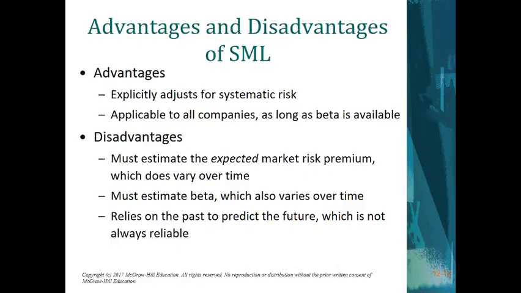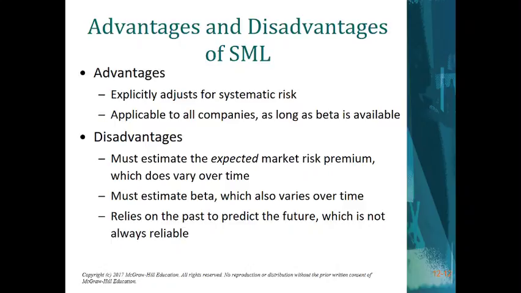Disadvantages. You must estimate the expected market risk premium, which varies over time. You must estimate the beta, which also varies over time. And of course, it relies on the past results to predict the future, which is not always reliable.